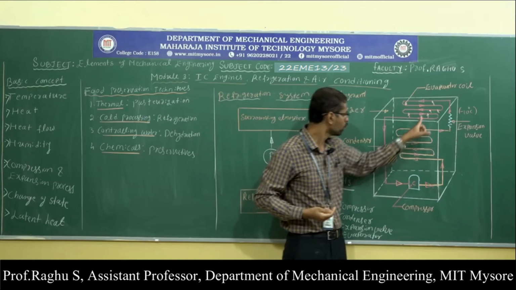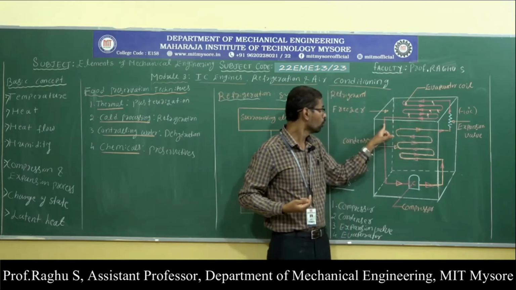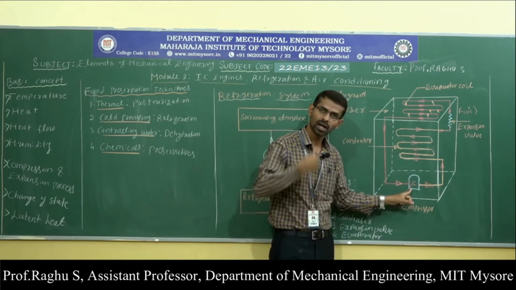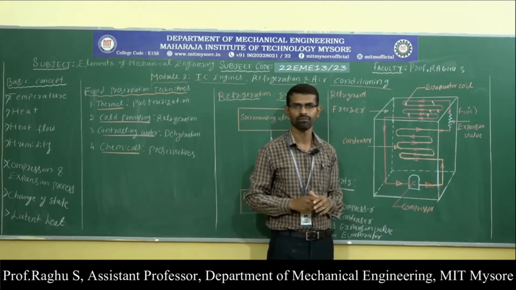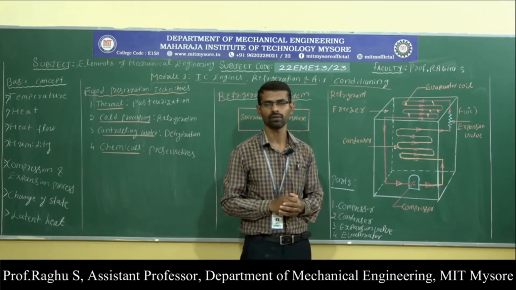Now, due to heat absorption, the liquid refrigerant again gets converted into vapor form. Now, the vapor form enters into the compressor and the cycle gets repeated. So, this is the working of refrigerator, domestic refrigerator.